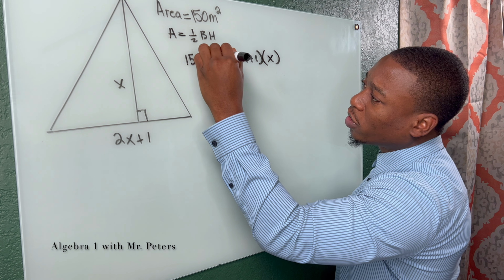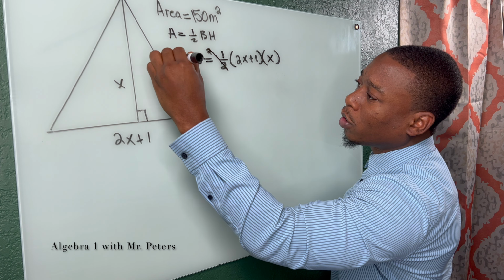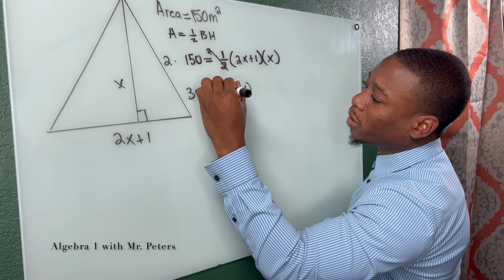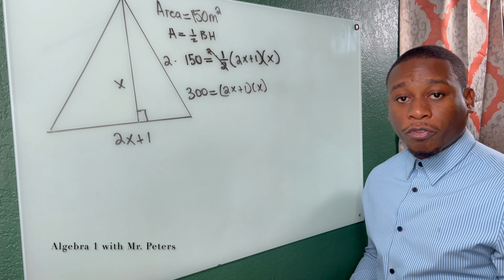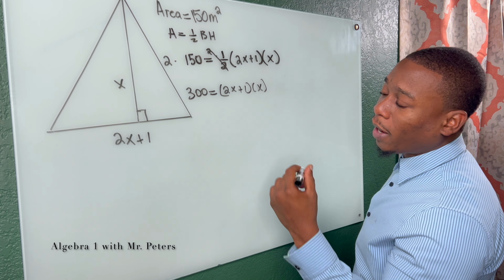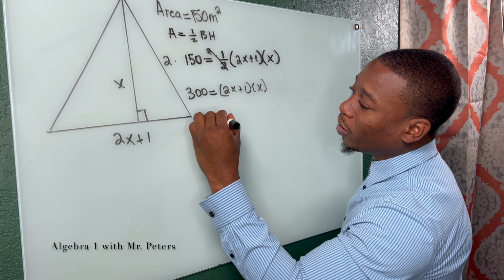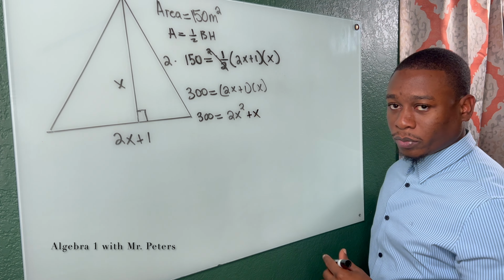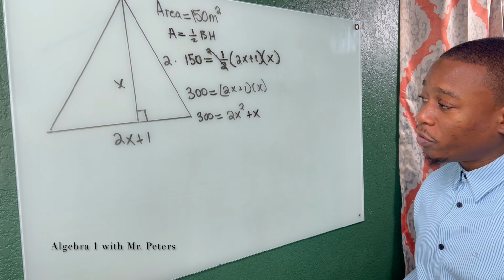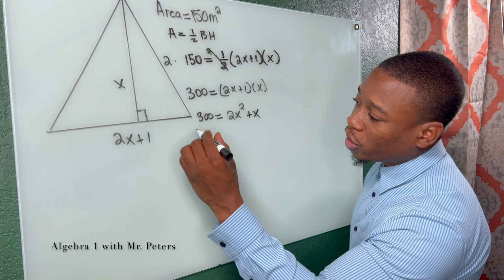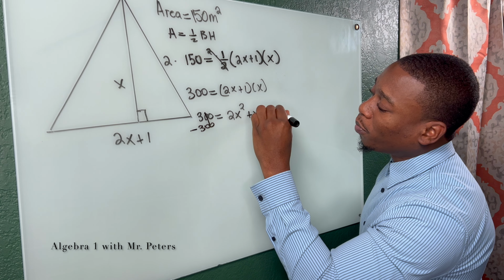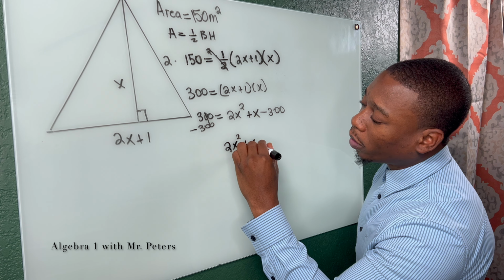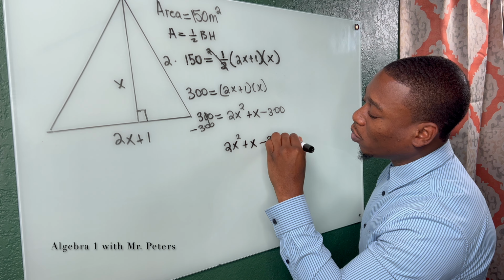So to start solving, we're going to get rid of our fraction. This gives me 300 is equal to 2x plus 1 times x. Now we're going to focus on the right side of the equation, guys, and we're going to multiply by distributing. So 300 is now equal to 2x squared plus x. And at this step, we're now going to create a quadratic equation. So I'm going to subtract 300 from both sides. And once I do, my new equation would be 2x squared plus x minus 300 is equal to 0.